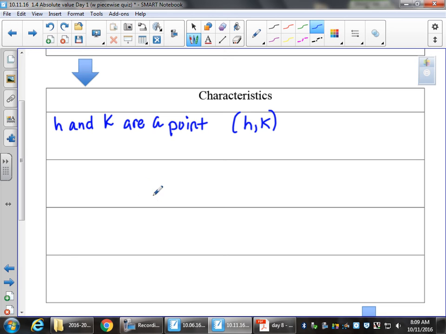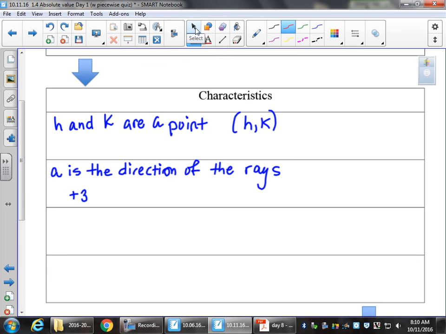Malaysia? A is the direction of the rays. What do you mean by that? Like it was +3, like for A. So if it's positive, the arrows go up, and if it's negative, then they go down. Okay. So let's say A is the direction of the function in general, not necessarily the rate. So, okay, I hear what you're saying.